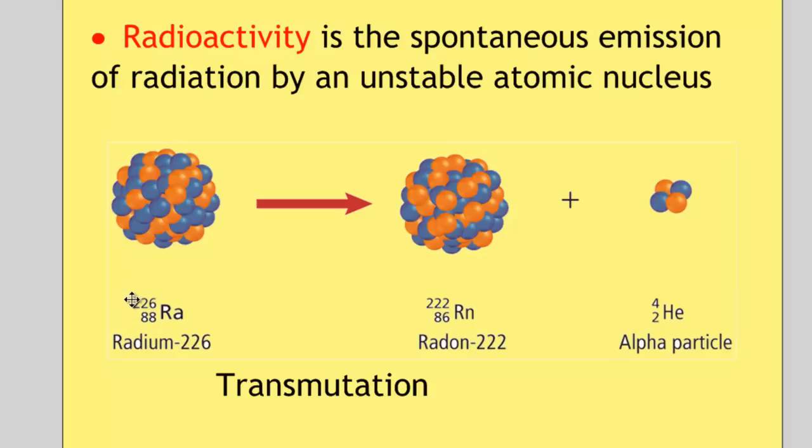So 226 on the left-hand side. And then on the right-hand side, we get 222 plus 4. And if we add 4 to 222, we get 226. And so everything equals out the way it should. Okay, that's what you're always going to be looking for.